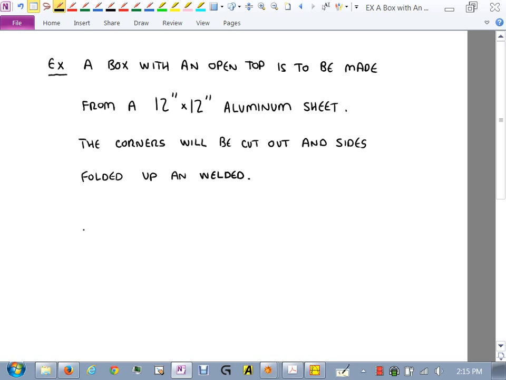And we will have created a box with an open top, right? We're going to weld these edges up. We're going to weld them. And this will be my little box with an open top. Okay, so now the rest of the question.